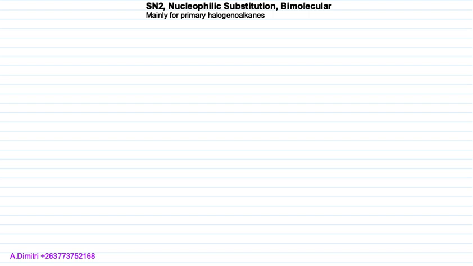Next, let's look at the SN2. SN2 means nucleophilic substitution, bimolecular, and this is mainly for primary halogenoalkanes. The mechanism goes like this. An example of a primary halogenoalkane is this one.